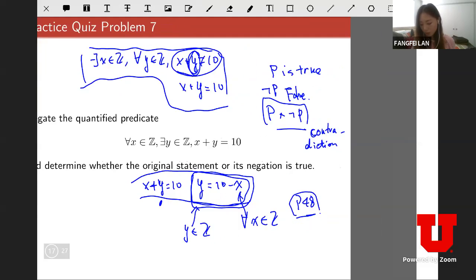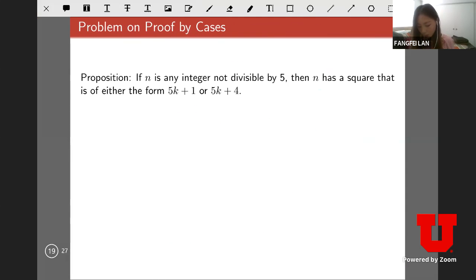Okay. I think I want to talk about this one before we go over anything else, because this will help you on the homework and probably some quiz problems as well.